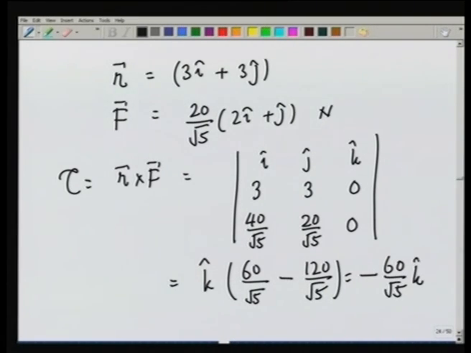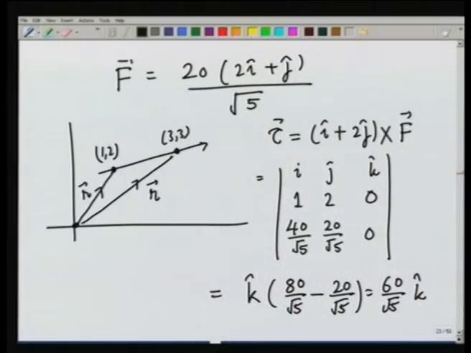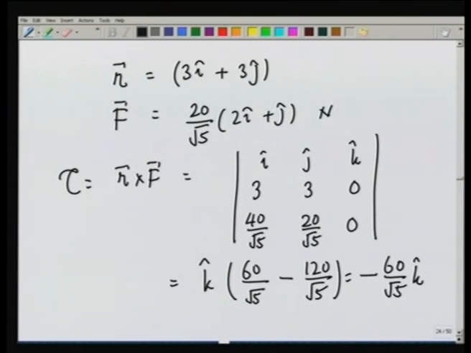The direction seems to be opposite. I must have made a mistake in the previous part. Let us check that, and yes, indeed there is a mistake. This should be minus, this should be plus. So, in the previous part also the answer was minus 60 over root 5 k, and in this part also the answer we get is minus 60 over root 5 k.